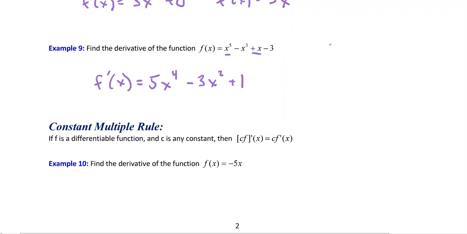Now, some people say, why is the derivative of x just 1? Well, we're applying the power rule. This is to the first power. And so the derivative of that is 1x to the 0. Anything to the 0 power is just 1, so this is just 1.